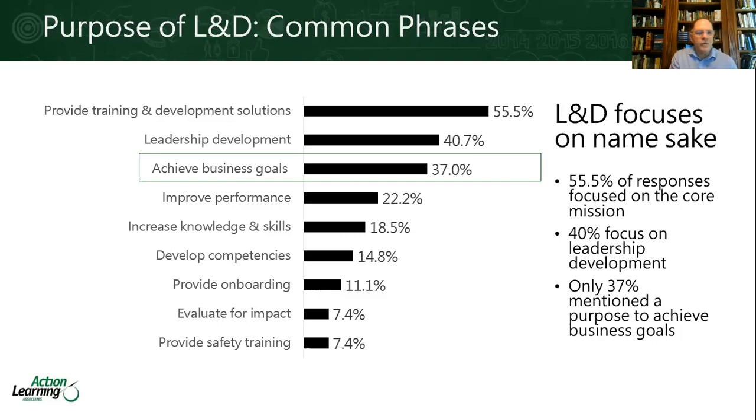Maybe it was an artifact of the way the question was asked. So if we had provided a pick list of the things on the left-hand side, maybe everyone who had seen the pick list would have selected achieve business goals. But it's not the case. So if anything, this should be a red flag. Are you an L&D shop that's in business for L&D, or are you really trying to help achieve business goals by providing performance improvement solutions?